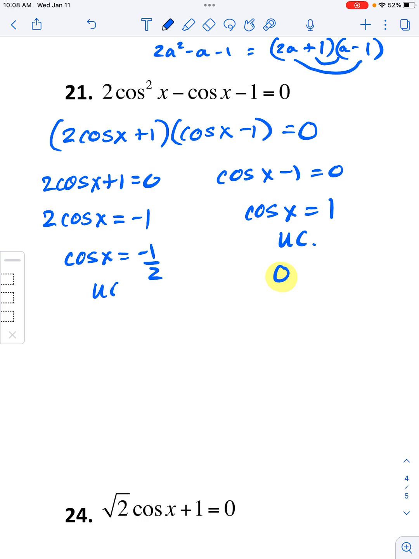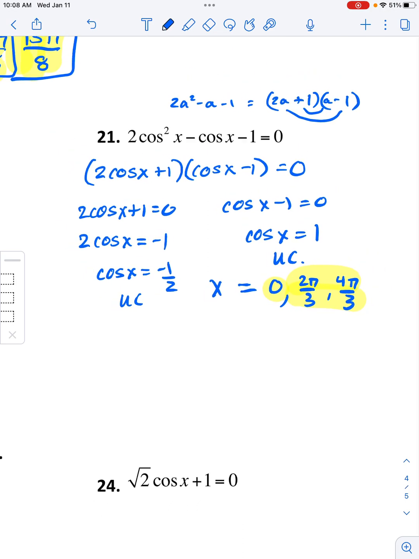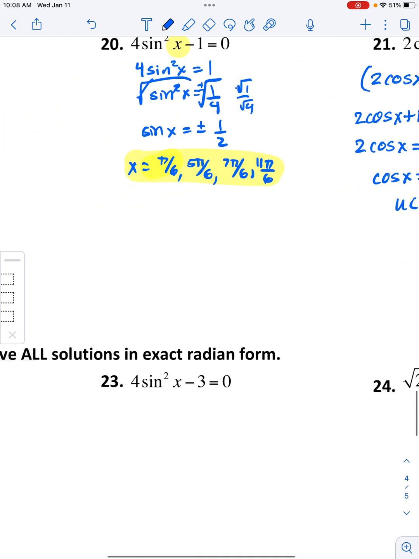And then I go to the unit circle and I look for any places where the cosine or x value is negative 1/2. And I'm finding 2 pi thirds and 4 pi thirds to add to my answer list. And so that is my solution set for 21.